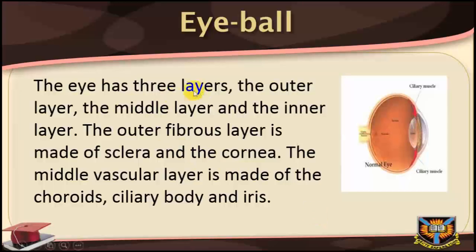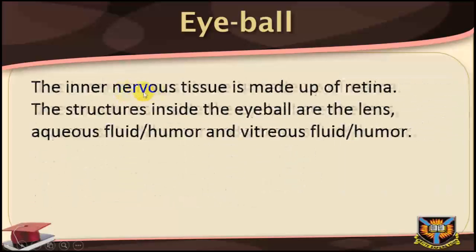The eye has 3 layers: the outer layer, the middle layer, and the inner layer. The outer fibrous layer is made of sclera and the cornea. The middle vascular layer is made up of choroid, ciliary body, and iris. The inner nervous tissue is made up of retina. The structures inside the eyeball are the lens, aqueous fluid or humor, and vitreous fluid or humor.